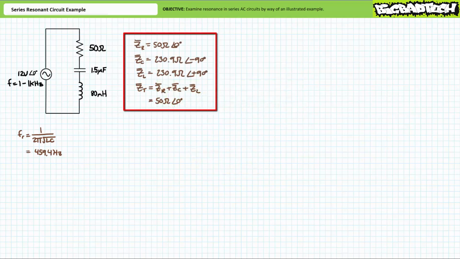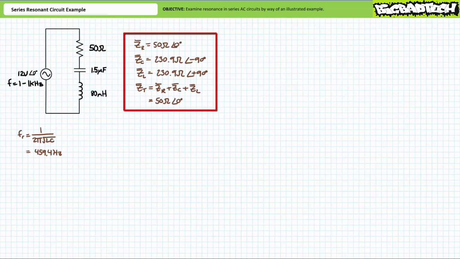The complex impedance of the 50 ohm resistor is 50 ohms at an angle of 0 degrees. At an excitation frequency of 459.4 Hz, the complex impedance of the capacitor will be roughly 230.9 ohms at an angle of negative 90 degrees. At an excitation frequency of 459.4 Hz, the complex impedance of the inductor will be roughly 230.9 ohms at an angle of positive 90 degrees.